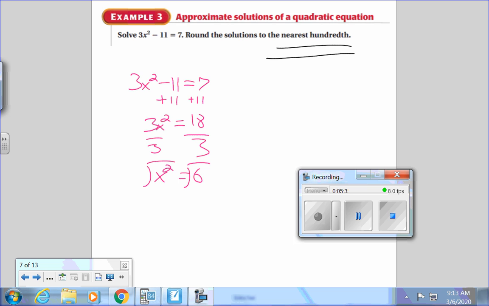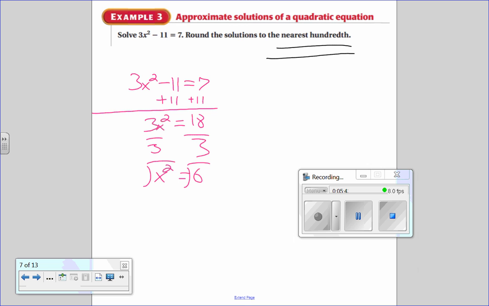Hey, people in the video, my group that came up did such a good job showing their steps. Step 1 was add the 11 to both sides. Step 2 was divide both sides by 3. And then step 3 was square root both sides.